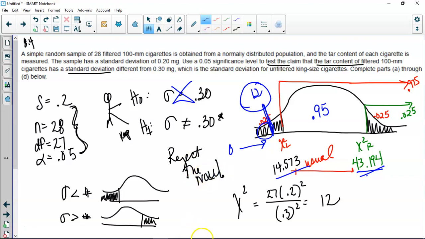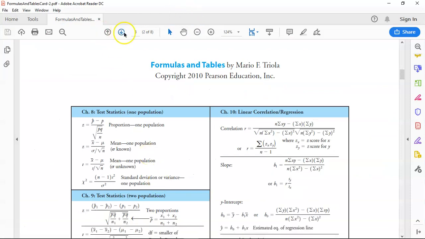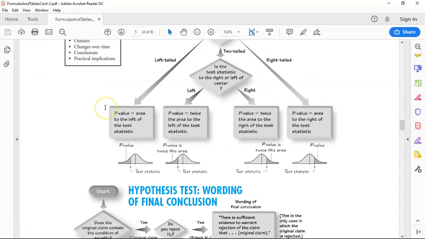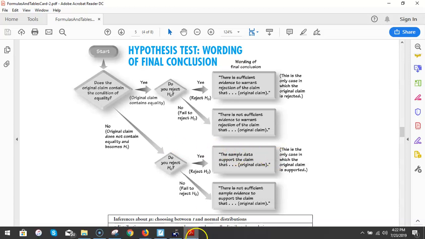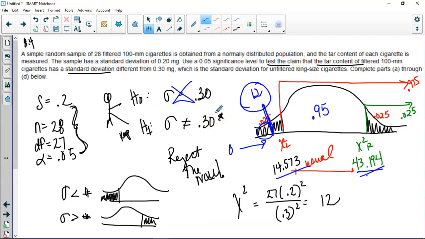All right, so back down to the magic chart, which I just passed. Did your original claim contain the equality? Actually, no, right? It was not equal to. That was our claim, not an equal to. The only time you're going to go on the top row is when your null is your claim. The only time you go yes is if you star the null. If you star the alternate, which happens more often than not, you're going to come down this way. Did you reject the null? Yes, we did. The sample data supports the claim. Yay us. The sample data supports the claim that the tar content of filtered 100 millimeter cigarettes has a standard deviation that is different than 0.30.